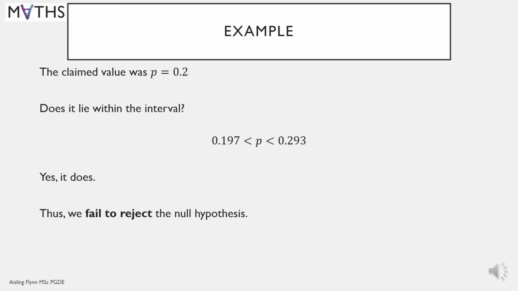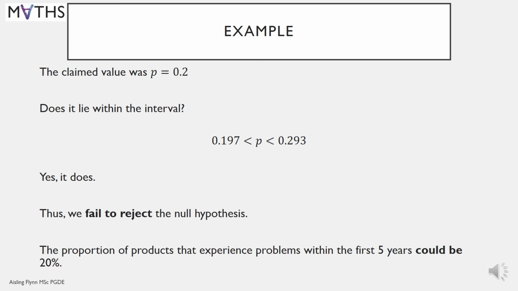We cannot say the company was incorrect because 0.2 lies within the interval. So we fail to reject the null hypothesis, and the proportion of products that experience problems within the first 5 years could be 20%. We cannot say that it's incorrect. Okay, so there's a hypothesis test.